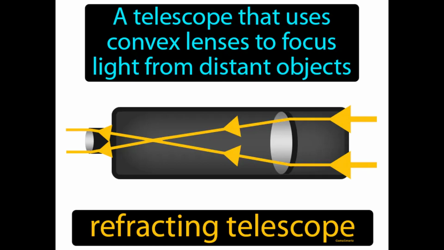A telescope that uses convex lenses to focus light from distant objects. Refracting telescope. A refracting telescope uses lenses to bend light and make distant objects appear closer and clearer.